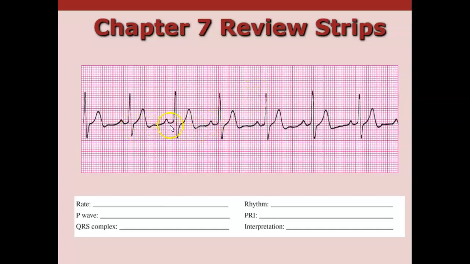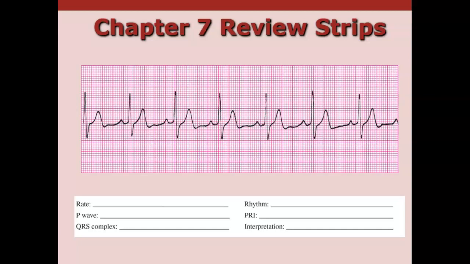Our P waves, there is a P wave for every one of these. They are upright, they are symmetrical, 1 to 1. Then we look at our PR interval. Here we're looking at about 1, 2, 3, 4, probably 0.16. Our QRS looks to be within normal limits, which is 1, 2 boxes. And I think it would be fair to call that sinus rhythm. Normal sinus rhythm for that particular rhythm.